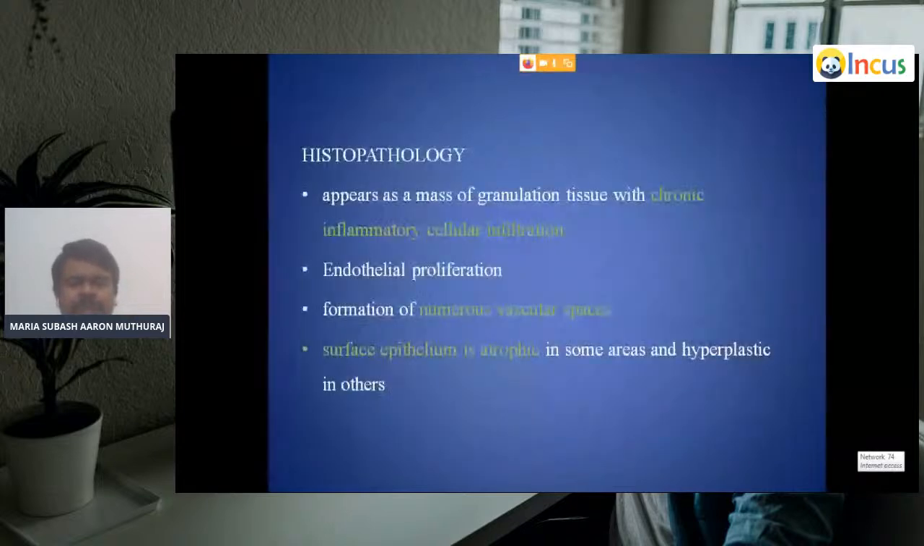In histopathology, there is commonly chronic inflammatory cellular infiltration. Endothelial proliferation will be present, and there will be increased formation of granulomatous tissue with numerous vascular spaces. The surface epithelium of pyogenic granuloma will be atrophic in some areas and hyperplastic in others.